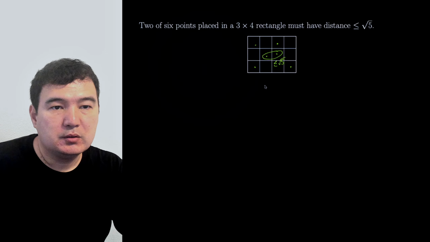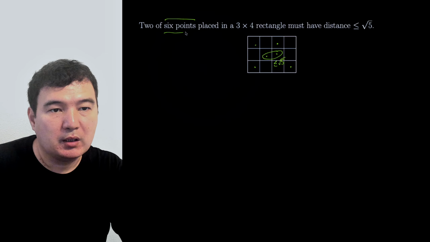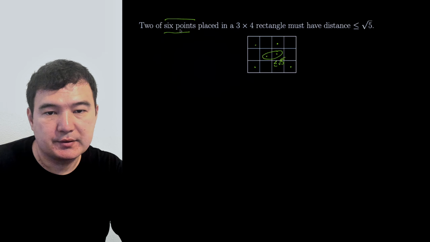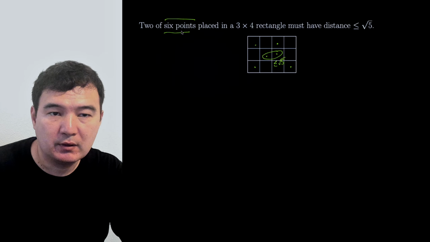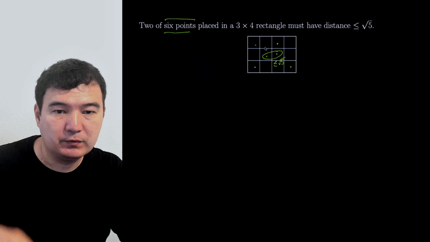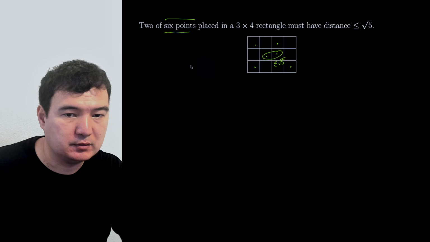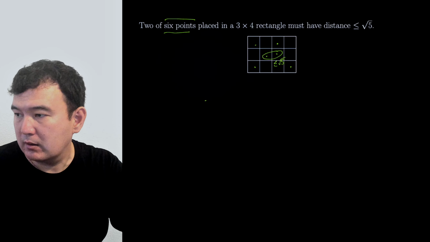So if you want to use the Dirichlet principle, you have to solve it like this: we have 6 points. The idea is very simple. Since you have 6 points, we need to divide this region into 5 parts. So you need to divide it into 5 parts somehow. Let's see.